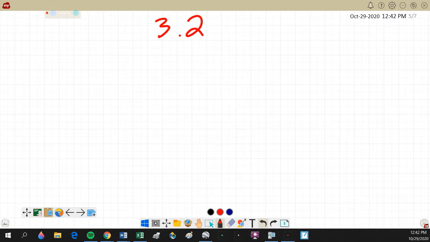We are continuing our work on rational expressions. If I had the fraction 15 over 24, that's going to simplify.